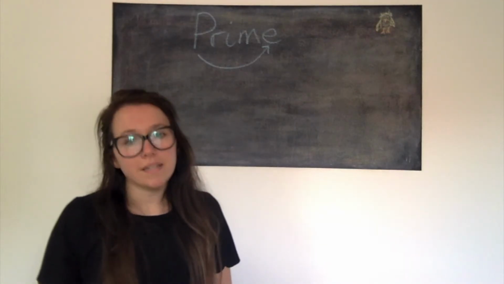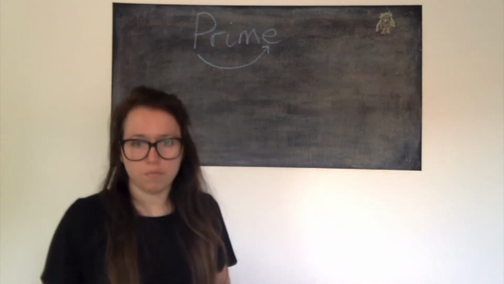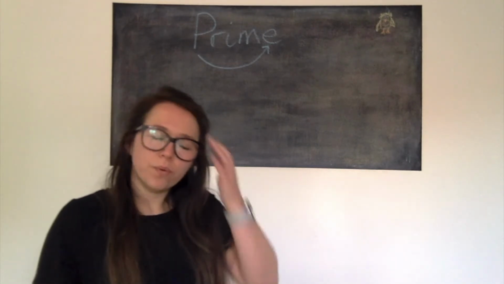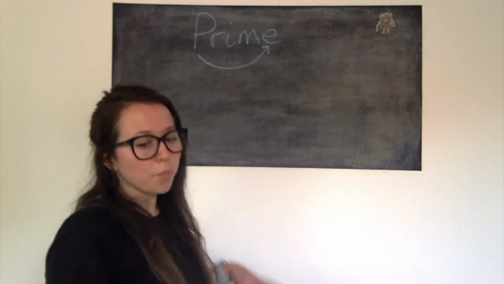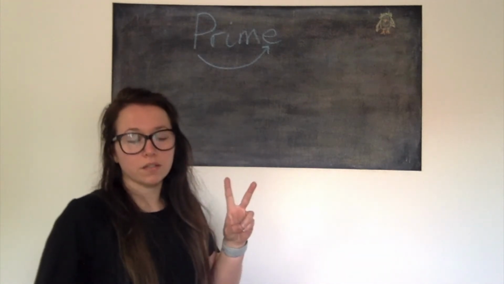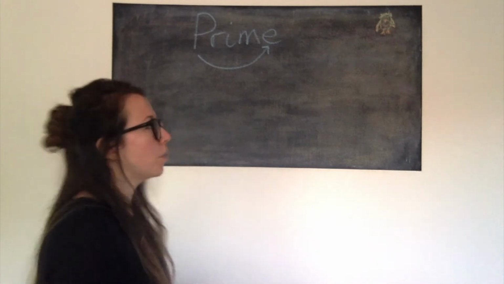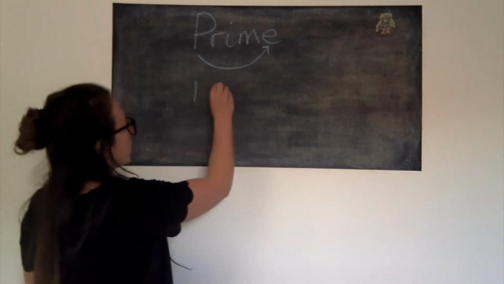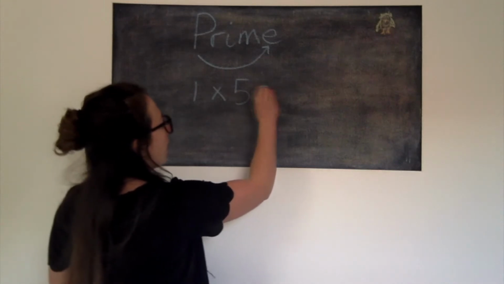Okay, today's learning is a little bit more in-depth about prime numbers. So first of all, we need to refresh our memories. What is a prime number? A prime number is a number that only has 2 factors, 1 and itself. Okay, so yesterday we looked at what a factor was. So a factor is a number that we can times together in order to get our answer.